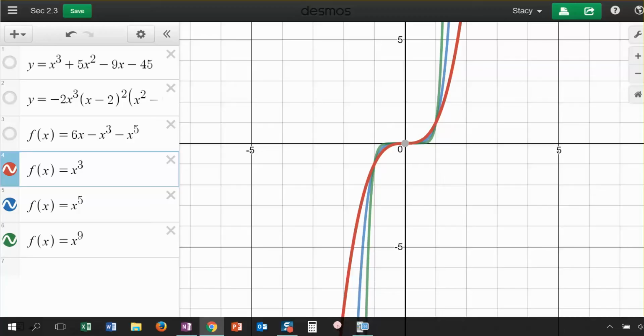And then when I graph x to the ninth, which is the green line that just appeared on your screen, it is again similar in shape, but still closer to the y-axis. So here we have all three of these functions. Let's go back to our notes now.